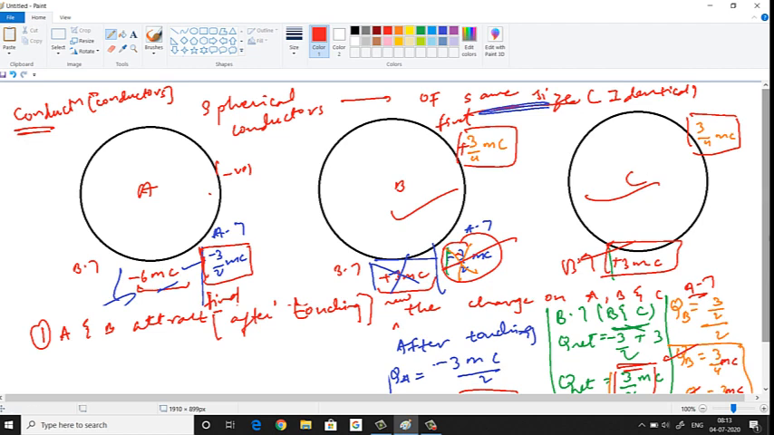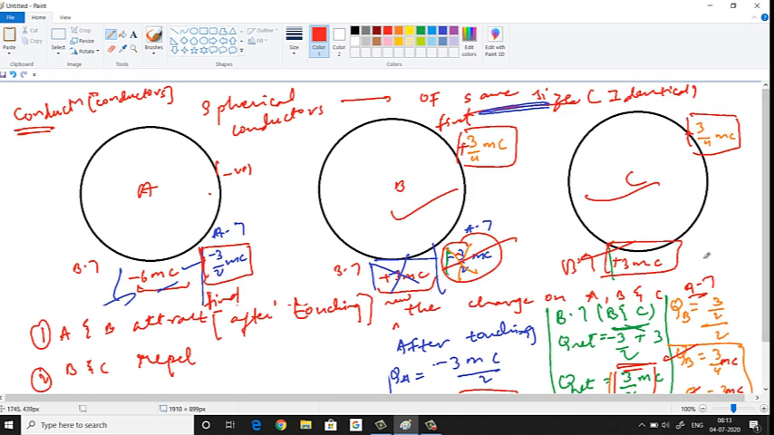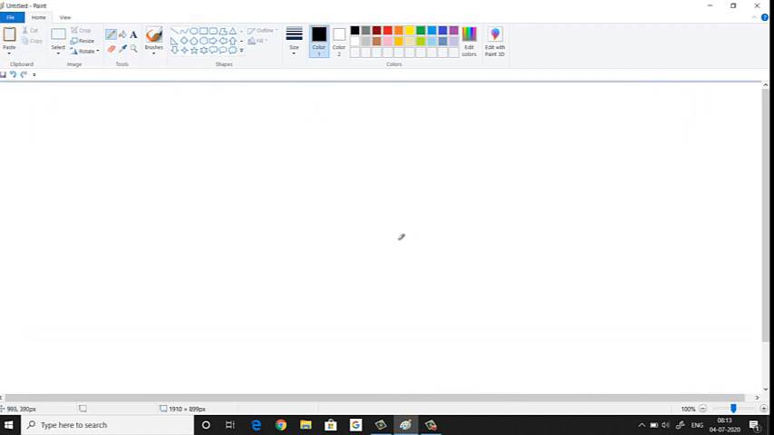What about B and C? They repel. Why? Because here the charge is plus 3 by 4, here also the charge is plus 3 by 4 millicoulombs. B and C repel each other. That's it. Okay, alright, fine. Now, next question.